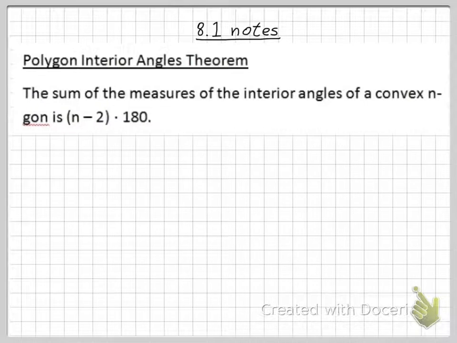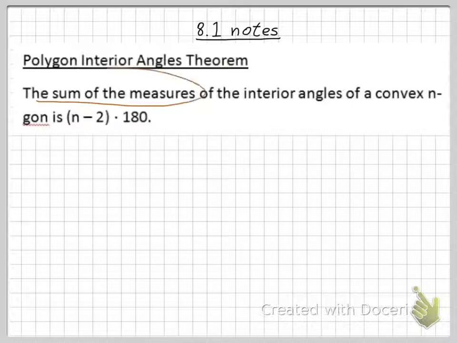Let's start off with the polygon interior angles theorem, which states that the sum of the measures of the interior angles of a convex n-gon is n minus 2 times 180. So let's pick this apart and explore this a little bit more.